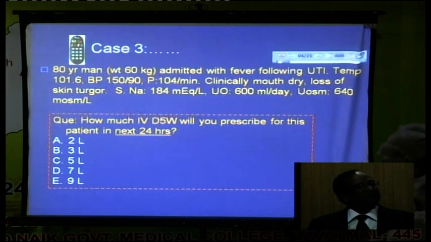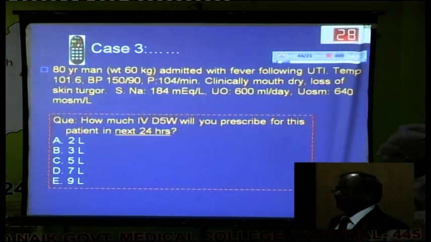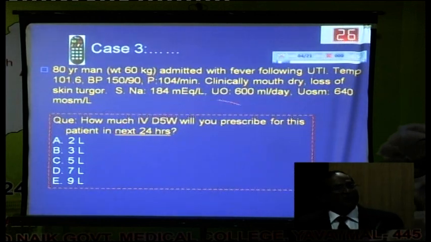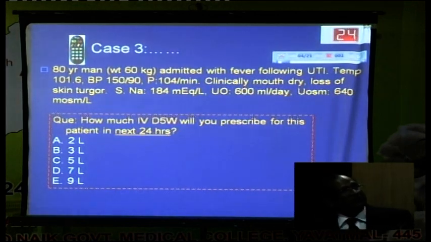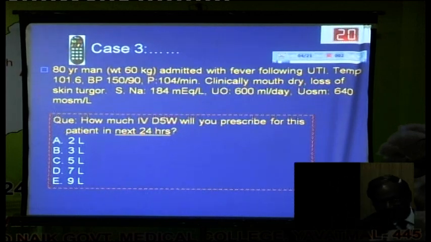Let's do this as an audience response. How much dextrose will you prescribe this patient with a sodium of 184 for the next 24 hours? So everyone answer this, it's an audience response. Let's see where you answer.